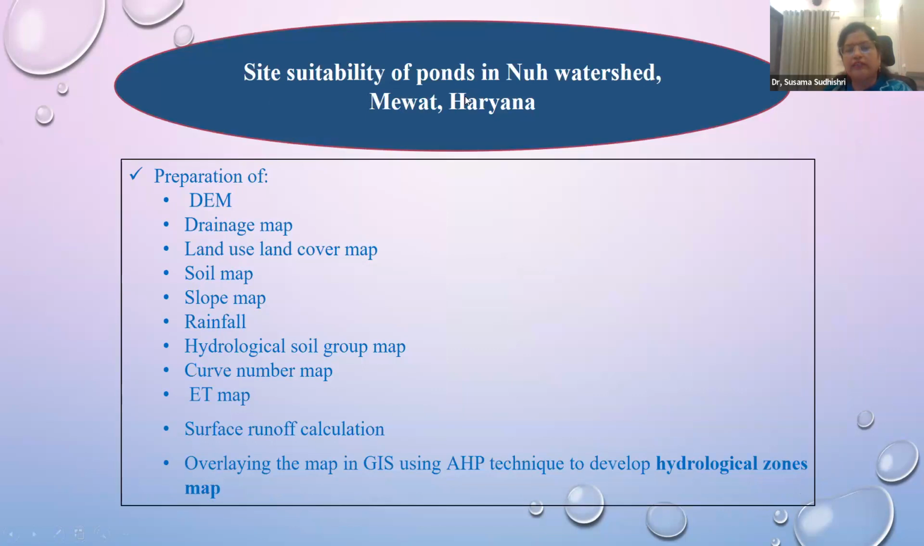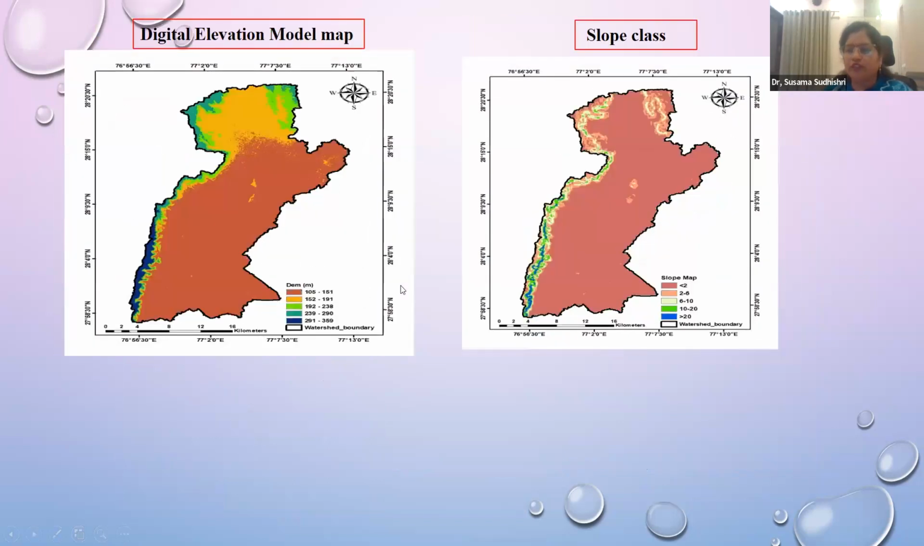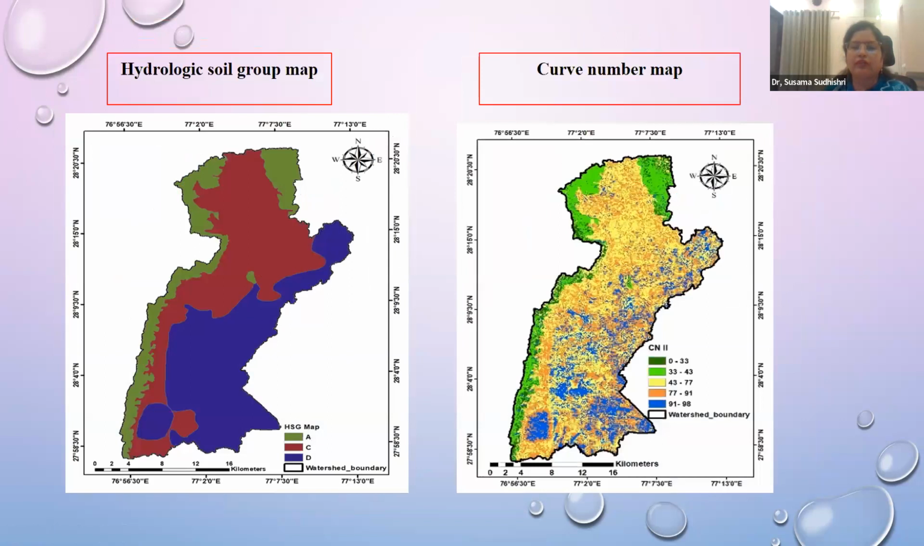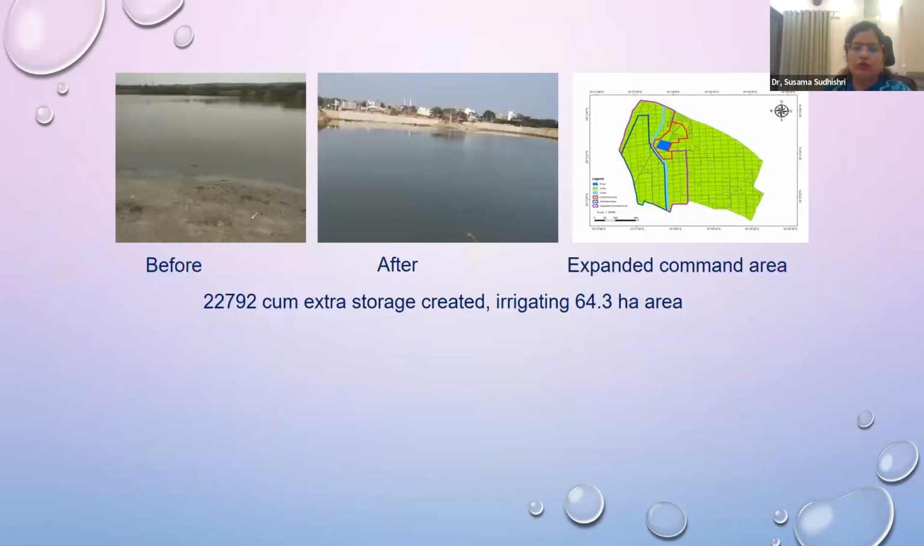Similarly, I have taken the suitable sites of different water bodies or ponds in Mewat, Haryana. Similar things we have done there too, and we developed different maps, a hydrologic zonation map. And once the hydrologic zonation map was developed, we found through different multi-criteria decision-making tools where the water harvesting structures or ponds should be located, and how many water harvesting structures we can locate. Those things we have also done.